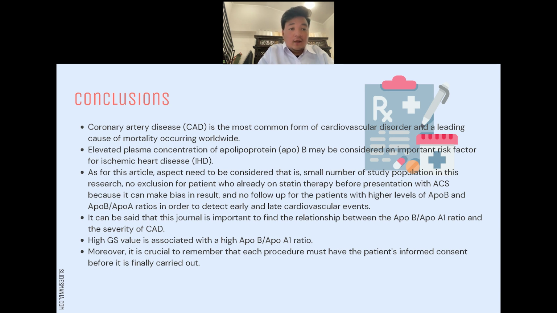Moreover, it is crucial to remember that each procedure must have the patient's informed consent before it is finally carried out.